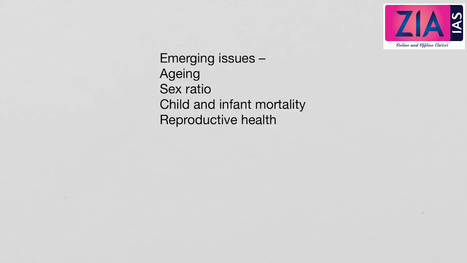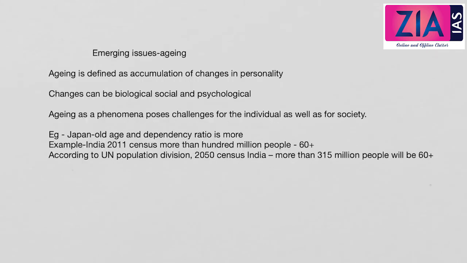The last topic of this chapter on population dynamics is emerging issues. So this is the fourth part of the syllabus. The emerging issues we are going to discuss here are four: aging, sex ratio, child and infant mortality, and reproductive health. So let's get into the first one, that is emerging issues, aging. So we'll talk about aging.